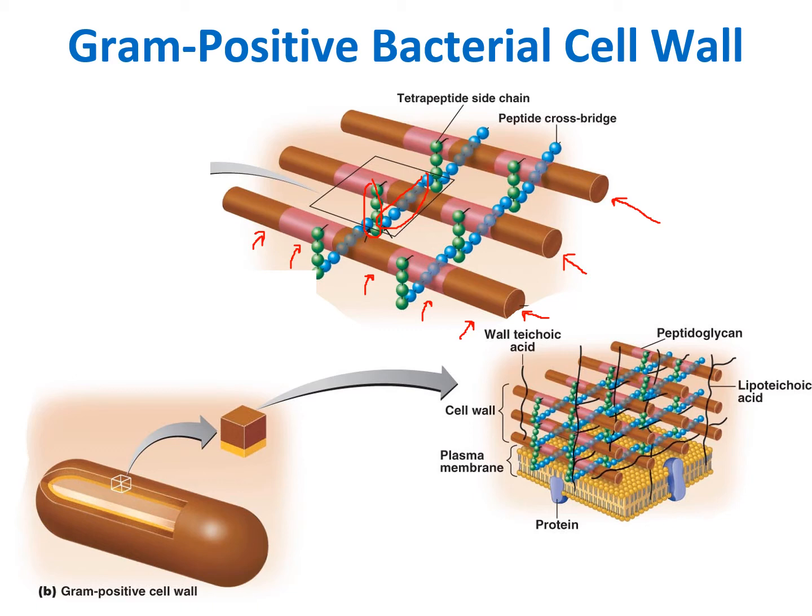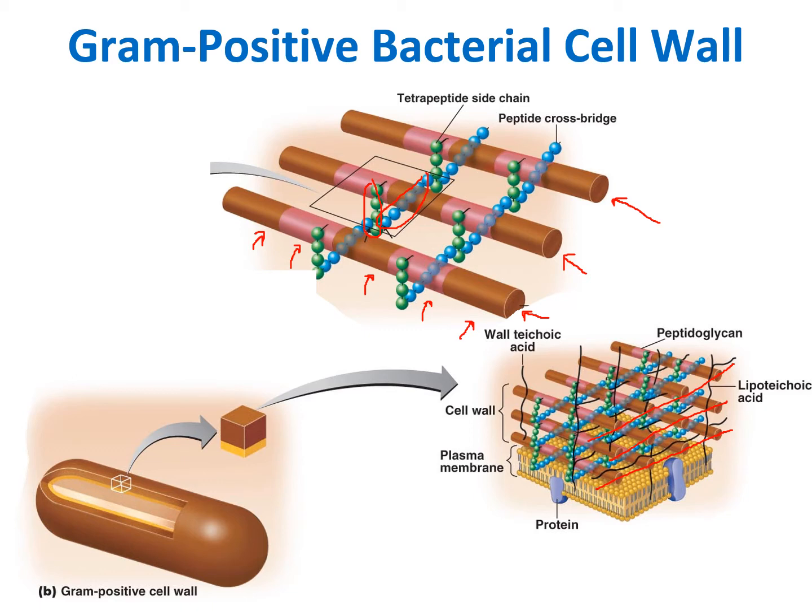Now in your gram-positives, we're going to have 3 layers of this peptidoglycan. Here's a diagram showing you 1, 2, 3 layers. And notice that they're all connected via the NAM. So this really helps to strengthen the cell wall.